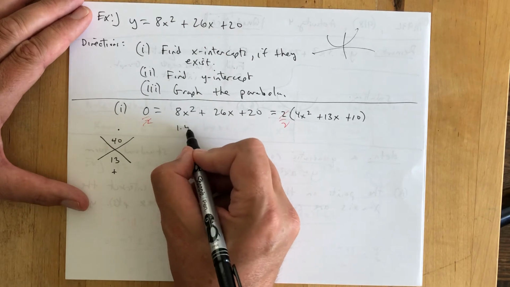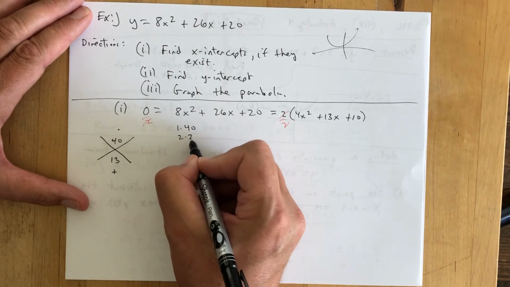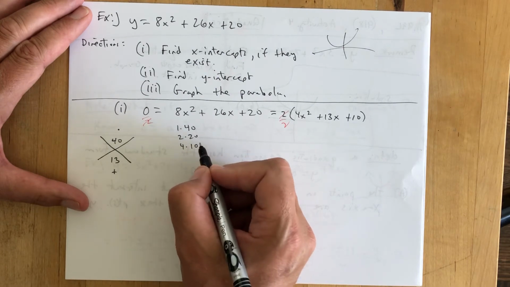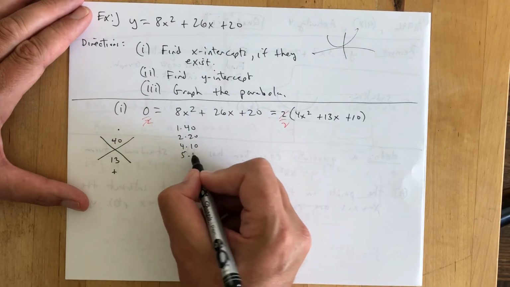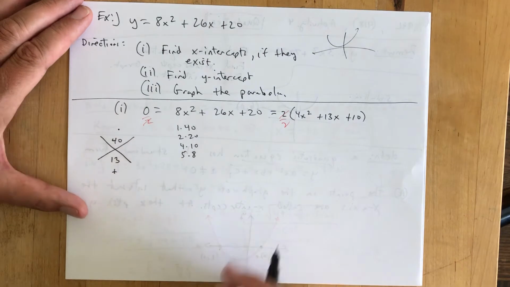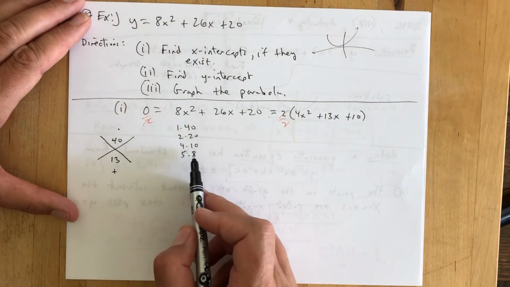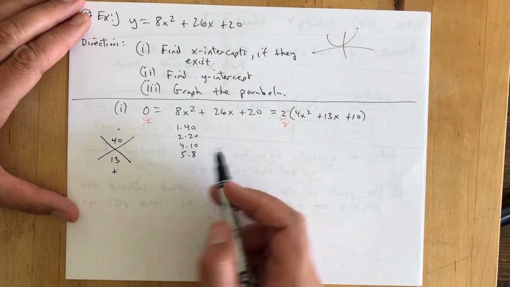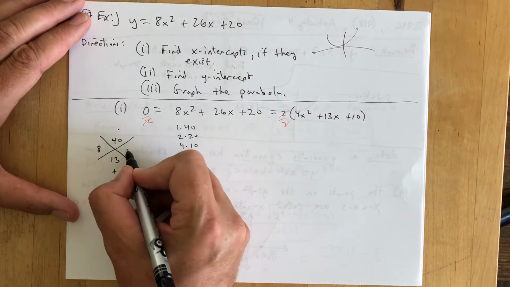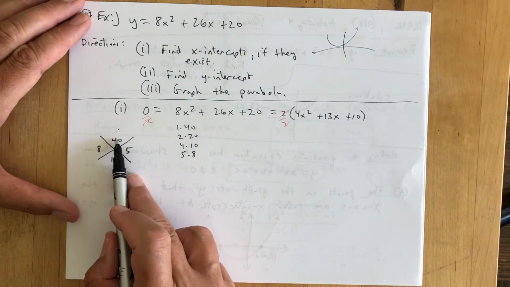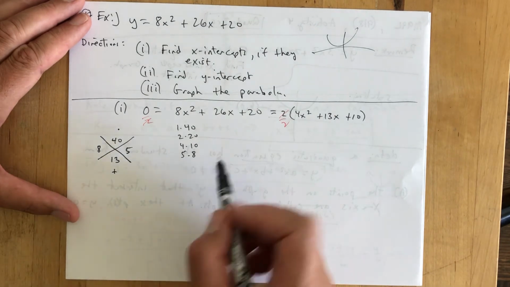I'm looking for two numbers when multiplied, give me 40, and when added, give me 13. So let's see, what are the factors of 40? 1 and 40, 2 and 20, 4 and 10, 5 and 8. Anything more? Nope. 8 plus 5 is 13, so those are our two. Right, so 8 times 5 is 40, 8 plus 5 is 13, okay.